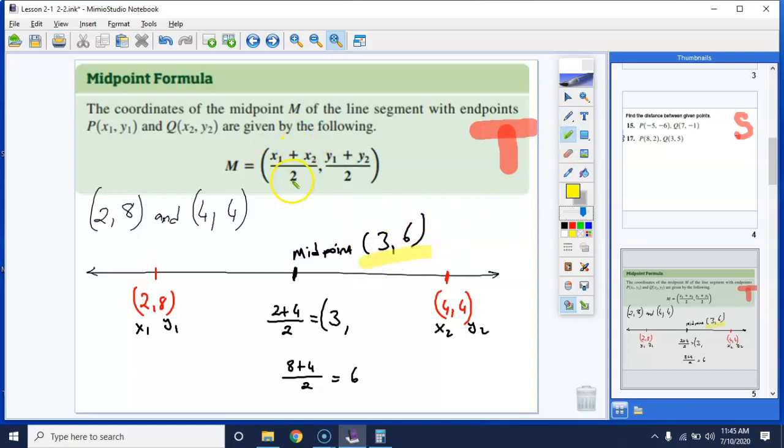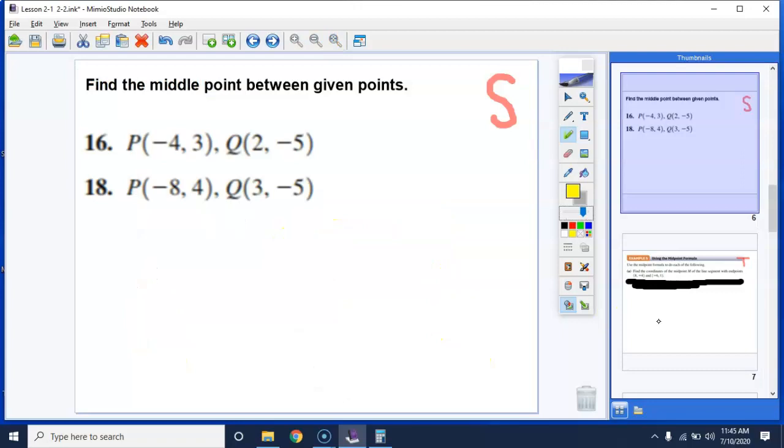Add the x values and divide by 2. As you see here, I got 3. And then y values, add them up, divide by 2, 6. That's my answer. So the midpoint of these two ordered pairs is (3, 6). So please pause the video here, guys. Have a try to solve those.